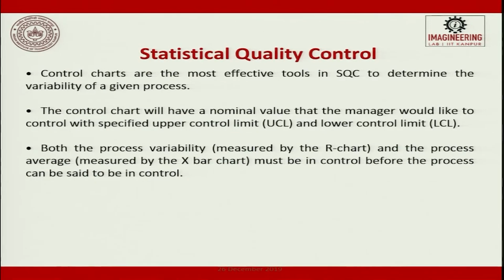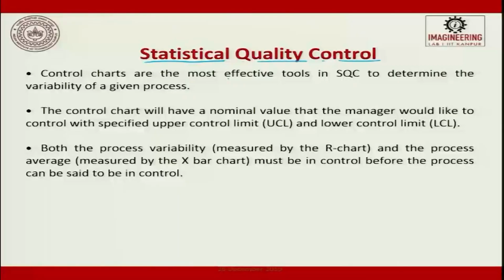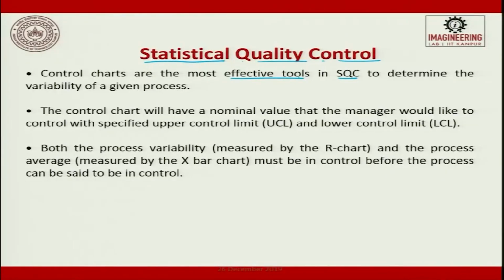In the last part of this lecture, we will see something on statistical quality control. Till now, we saw different techniques for how we measure the quality. Now, the measured quality has to be recorded and then analyzed statistically. So, we use tools like statistical quality control and process charts. Control charts are the most effective tools in SQC to determine the variability of a given process. It can be imaging, machining, assembly, whatever it is.